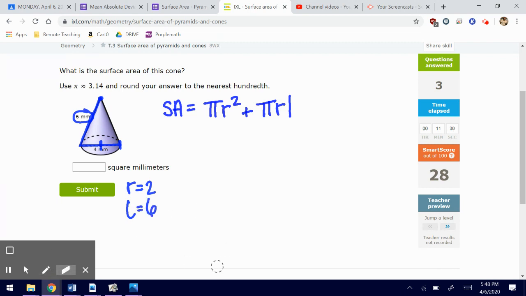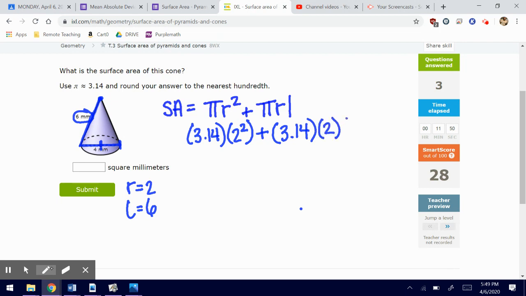So now I'm just ready to substitute in my values. Instead of pi, I'm going to use 3.14. And instead of r squared, I'm going to do 2 squared. That's my radius. Bring down the plus sign. Instead of pi again, I use 3.14. My r is 2. And my L is 6. And I got all of those numbers from right here by looking at the diagram. Okay, so I'm ready to type it in my calculator.